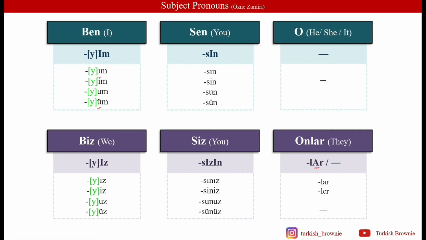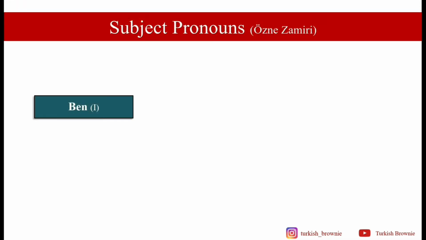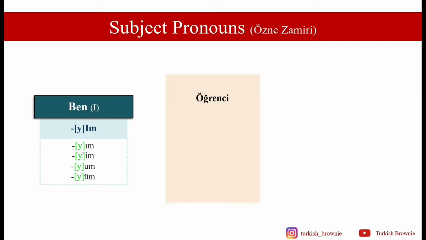So next in this lesson, I'm going to explain how you attach these suffixes to a word. And the word that I'll consider first is öğrenci, which means a student. So let's see how to do that first for the subject pronoun ben, or I in English. The personal suffix takes the form of this code, and it can take 4 forms: im, ım, um, üm. And so here's our word öğrenci, and here are the 4 options of personal suffix for the pronoun ben.